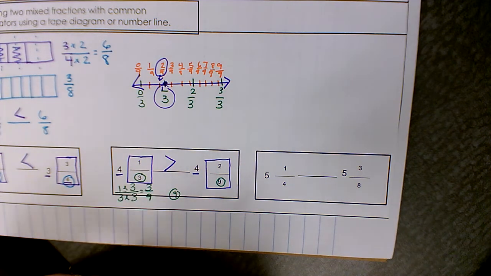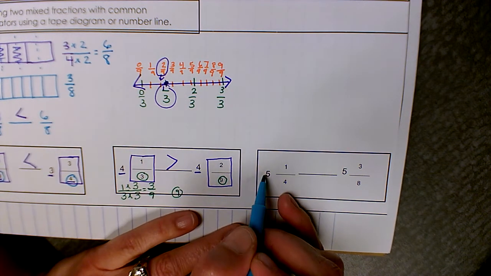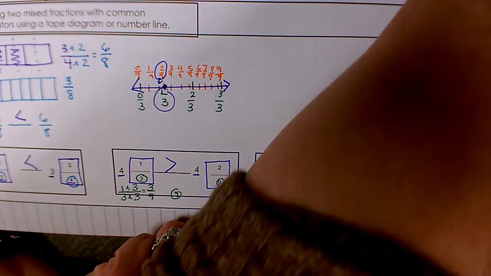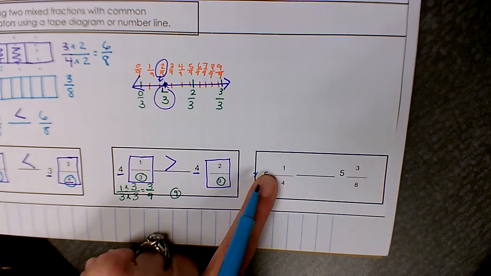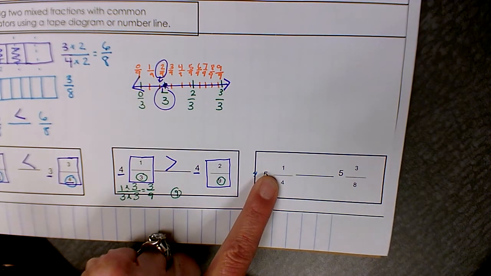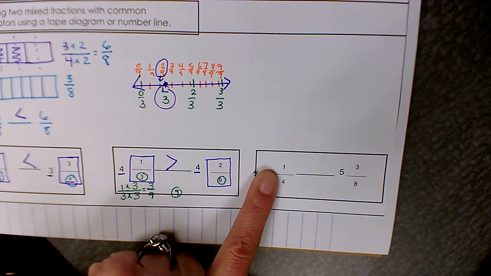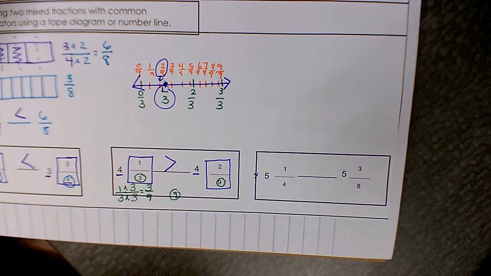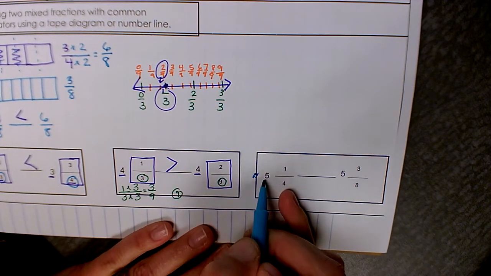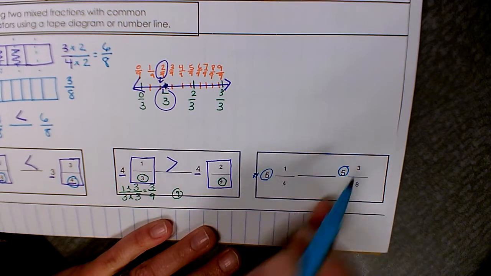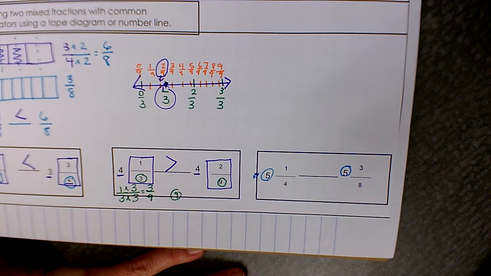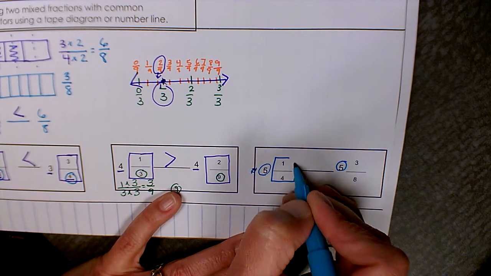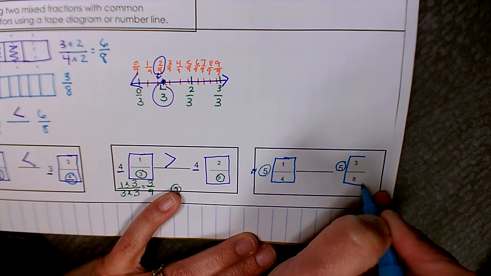What if I had changed this 5 to a 4? If I had 4 1/4 and 5 3/8, what do I already know is bigger? If I just looked at those whole numbers, I already know that 5 would be greater. So that's pretty easy, but it's not that. My 5s are exactly the same. So since my whole number is the same, I'm going to look at the fraction that goes behind it. So we're going to do that again.